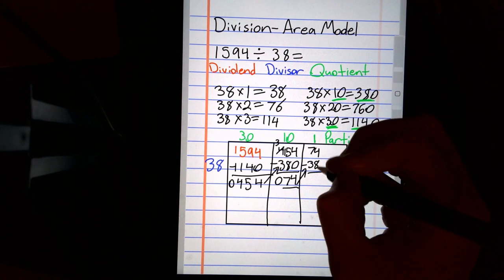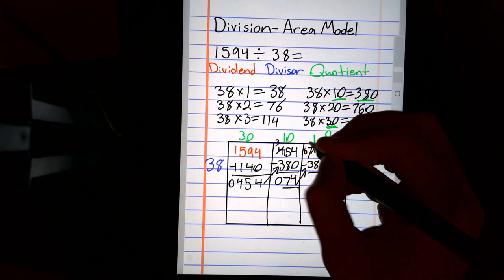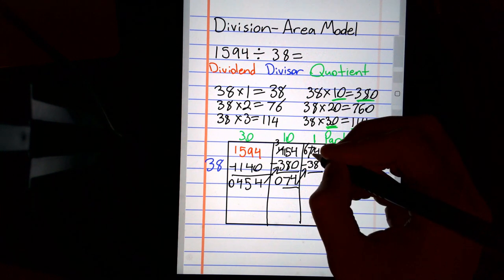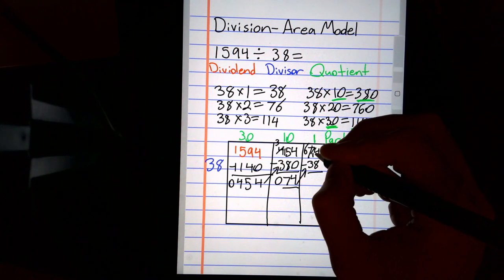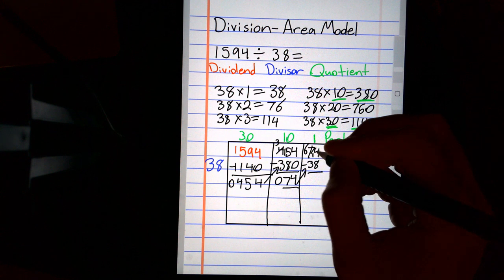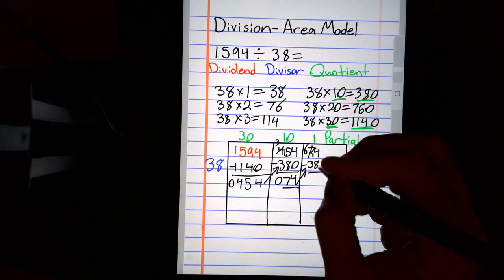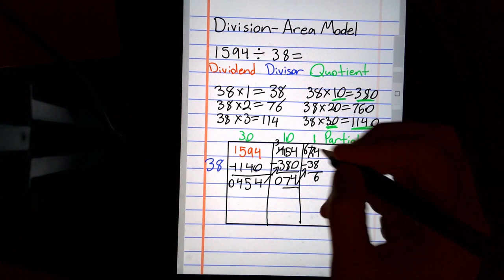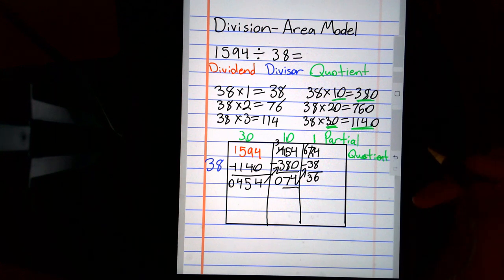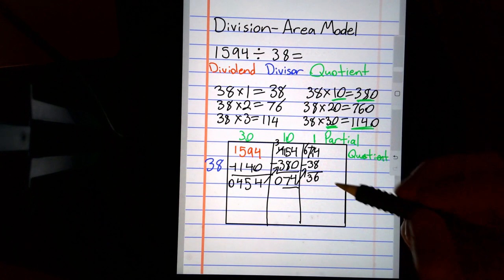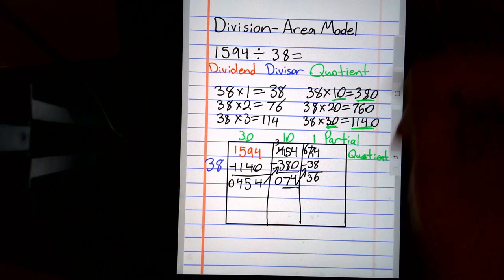Again, we have to borrow from our neighbor, so this 7 is going to become a 6, and this 4 is going to become a 14, so we're able to subtract 8 from it. So 14 subtract 8 is going to be 6, and 6 subtract 3 is going to be 3. Now, 38 cannot go into 36, so this is going to be our remainder.